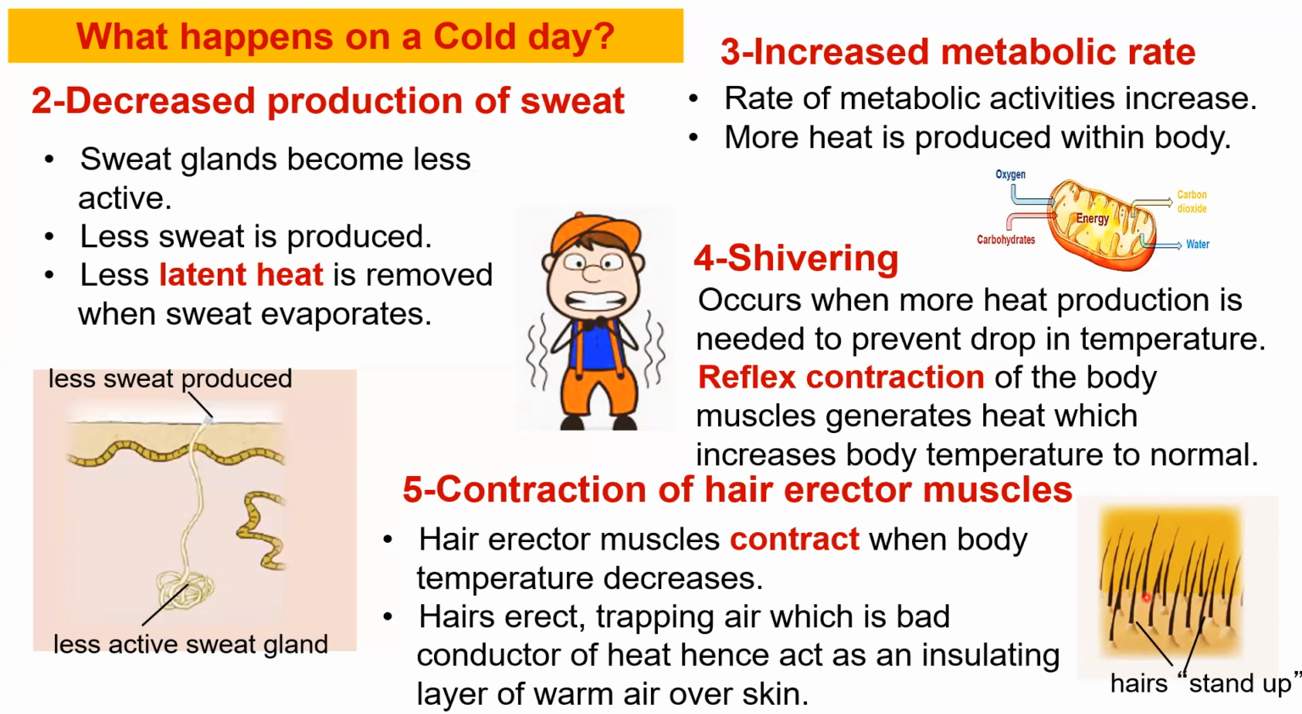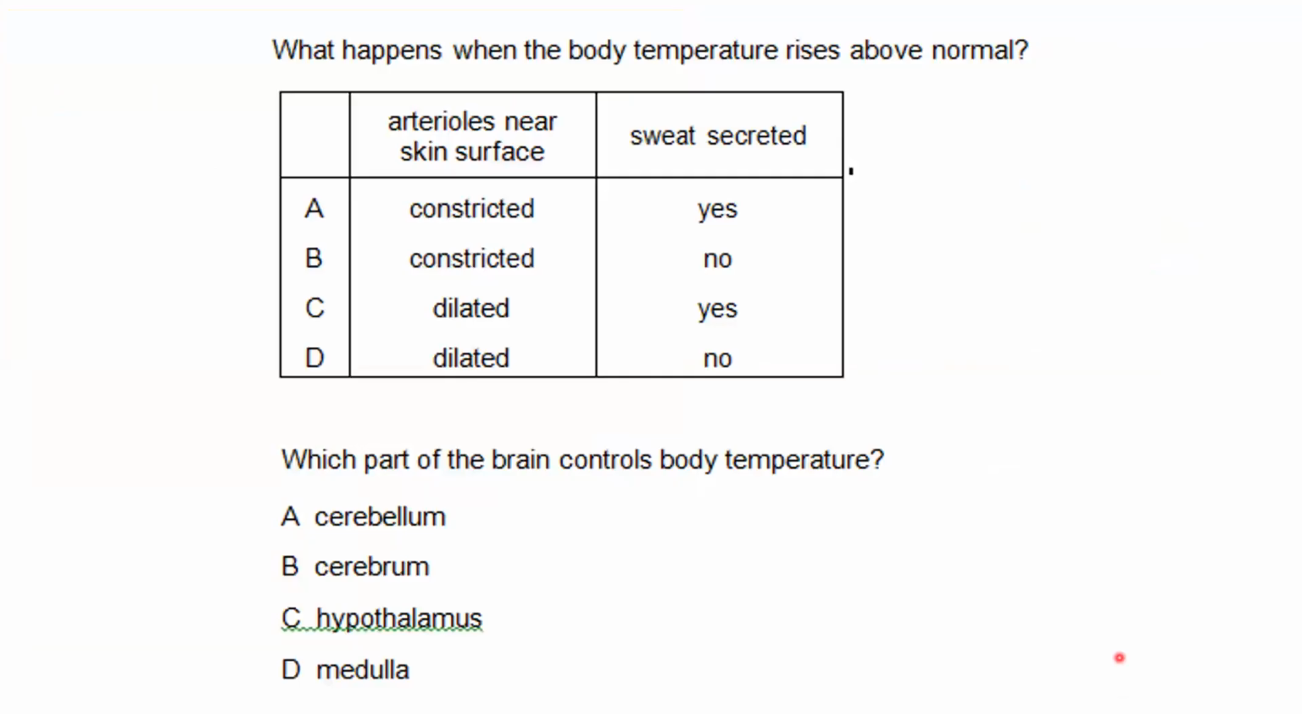Okay, so जब air trap हो जाएगी, what will happen here? जो air है, that is a bad conductor of heat, so ultimately that is serving as an insulating layer of the warm air over the skin, so heat is not going to be lost. So hair erection is more effective in feathery or furry animals, that is less effective in humans. And you might have observed the goosebumps or the goose pimples whenever you people feel cold.